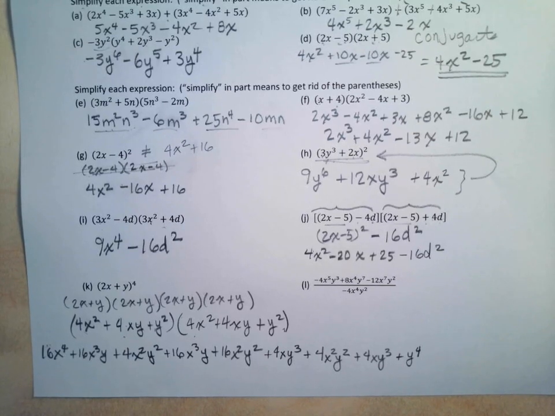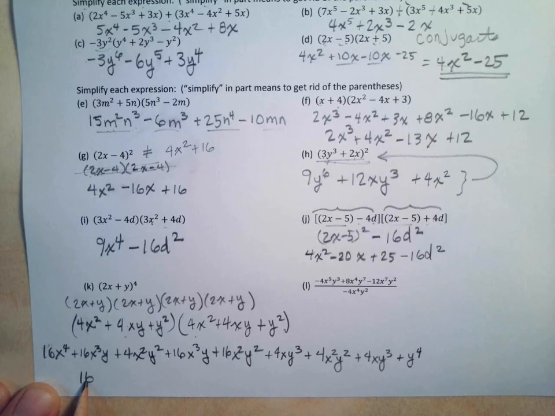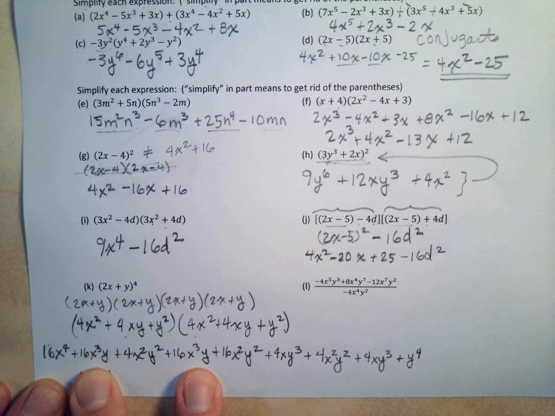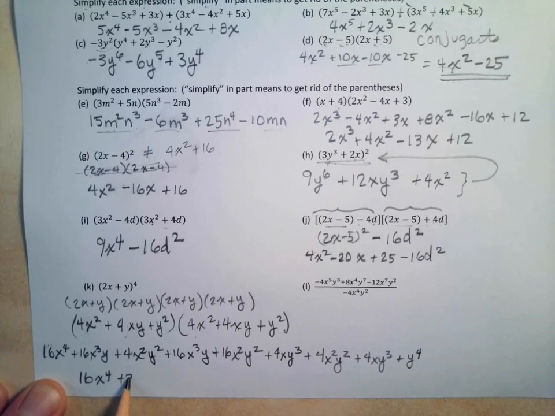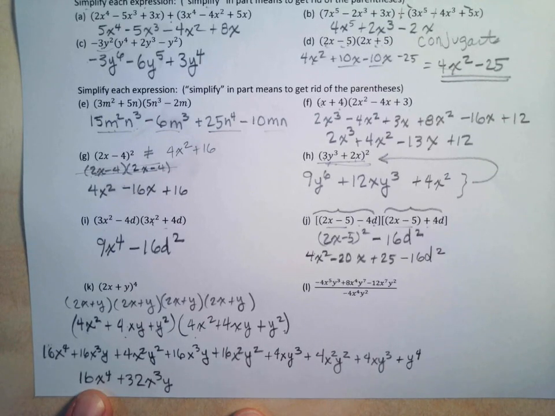And then, of course, we want to combine all the like terms. So we get 16x to the fourth. Here's an x cubed y. I think there's another x cubed y, another x cubed y there. So that's plus 32x cubed y. And then, let's see, what else we got? We have an x squared y squared here. We also have an x squared y squared here.